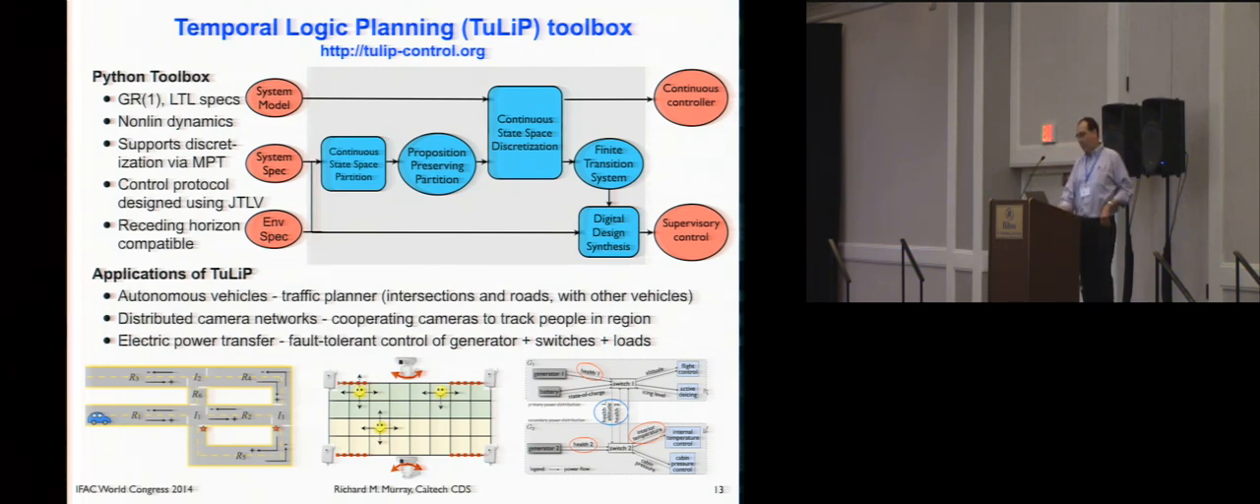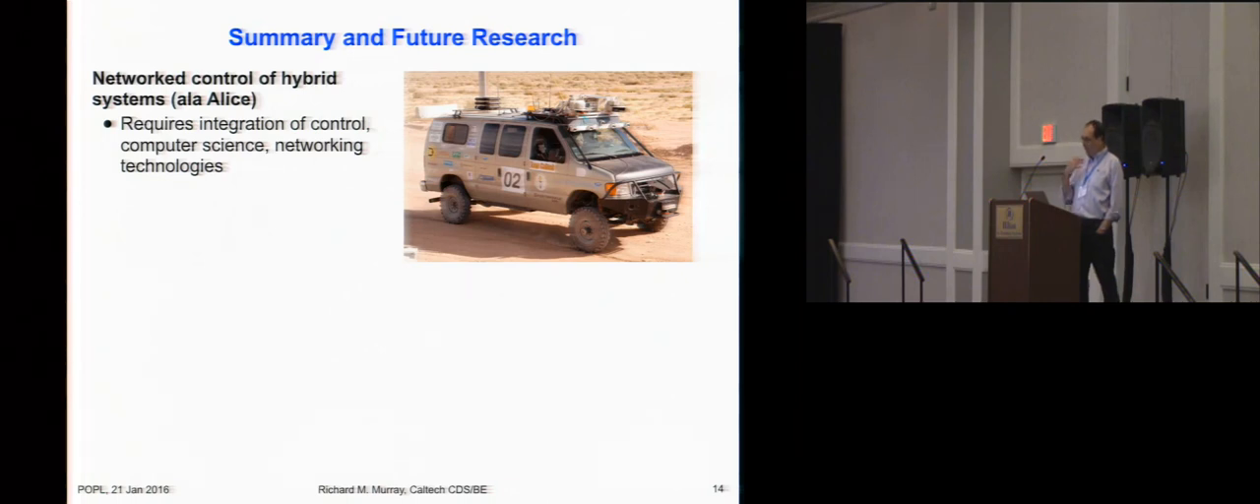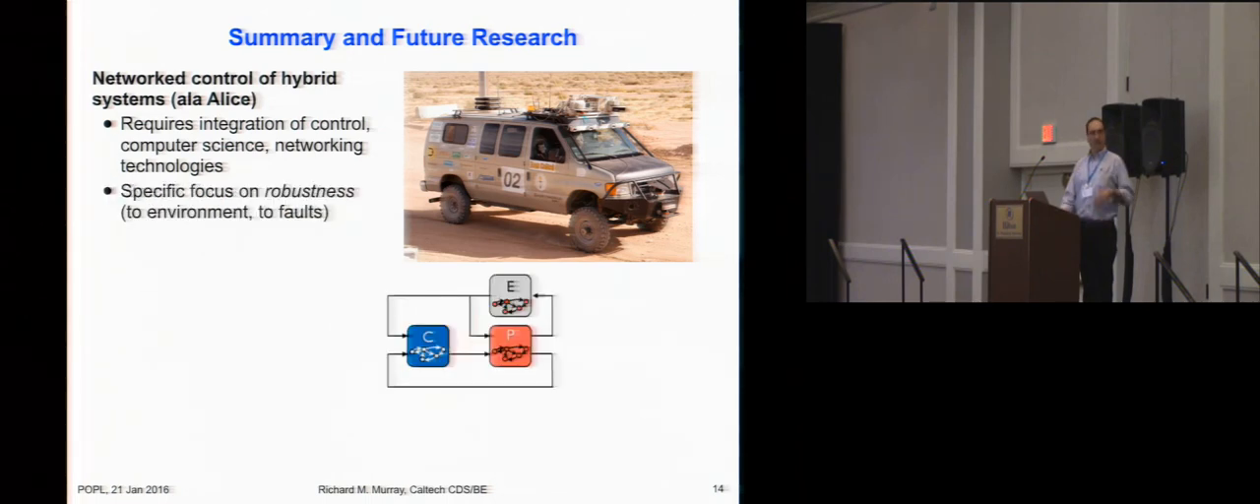Okay, so last chart, just to summarize a little bit and say some of the future directions. I've told you a little bit about how to do synthesis for networked control of hybrid systems. I haven't talked a lot about the network part, but more the hybrid part. I think this absolutely requires an integration of ideas from control, computer science, networking, and various other disciplines. So it's a great area of overlap. I want to point out, because I think it's important, that robustness really drives the controls field, and I think it needs to drive everything that everybody's doing these days.